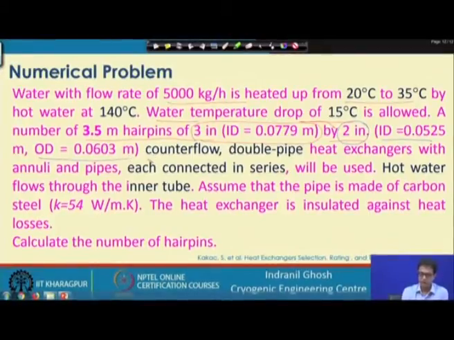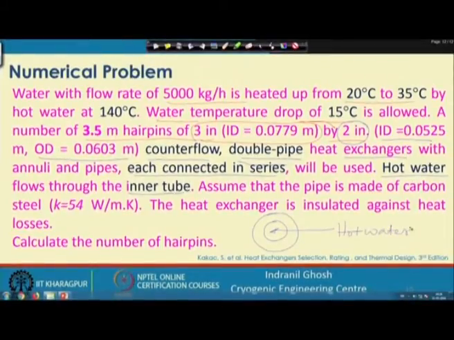So, it is a counterflow double pipe heat exchanger with annuli and pipes, each connected in series. So, this is important, and hot water flows through the inner tube. So, now we know that we have a double pipe exchanger with the inner one having the hot water and the outer one having the cold water.